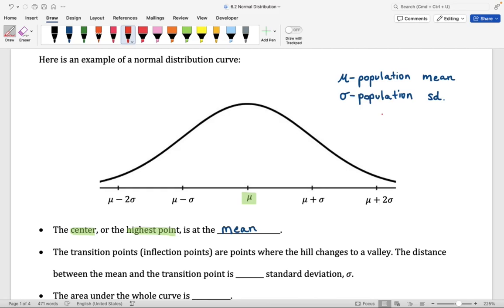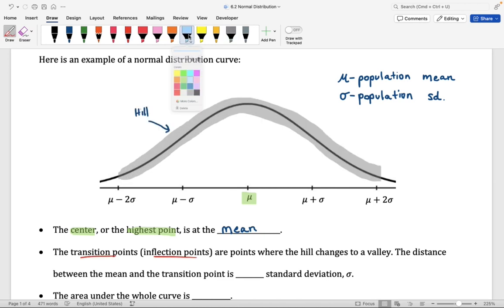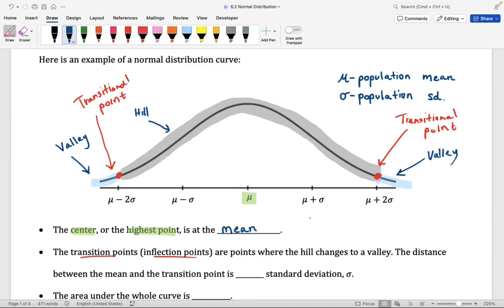On the curve, we're going to be able to see two special points, which are called transitional points. They are also called inflection points. So here we have what we call the hill, and then here I'm going to highlight what we call the valley. Now, the transitional points are going to be the points where the hill changes to a valley. So here we have the transitional points. The distance between the mean and the transitional point is 2 standard deviations.